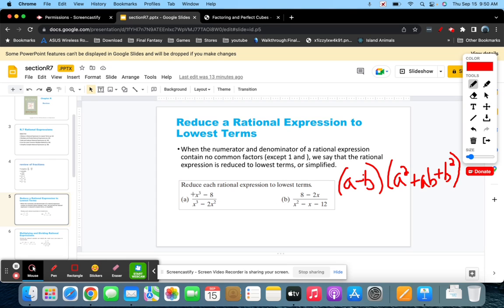So if I just remember, a is x and b is 2. We're taking the perfect cubes of those. So I would write that, for part A, as x minus 2 times x squared plus 2x, not a, 2x plus 2 squared, which is 4.